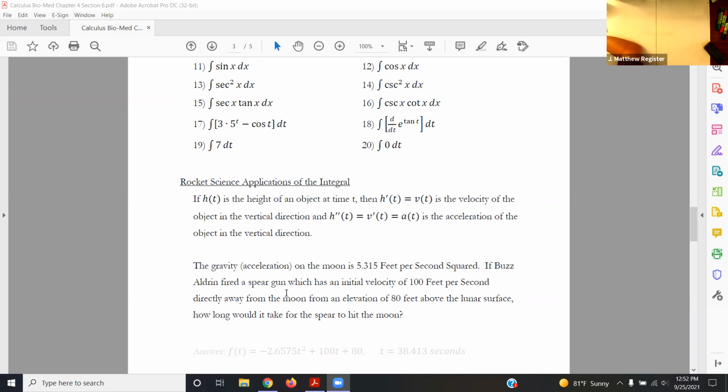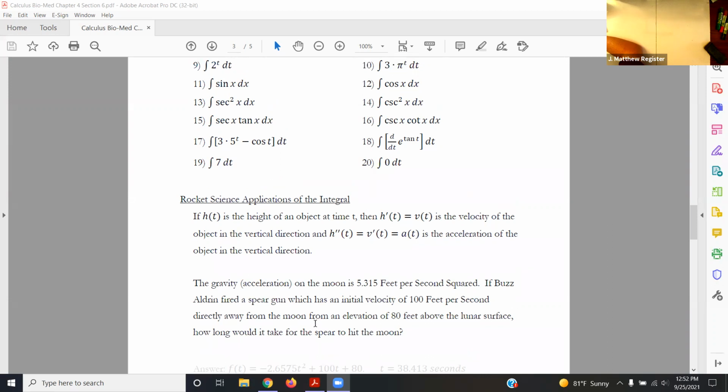If Buzz Aldrin fired a spear gun, which has an initial velocity of 100 feet per second directly away from the moon, from an elevation of 80 feet above the lunar surface, how long would it take for the spear to hit the moon? And we can figure this out.